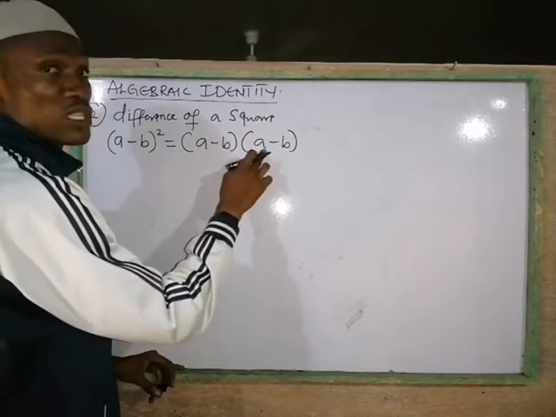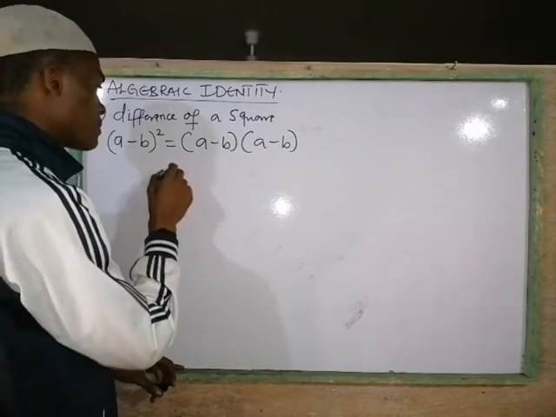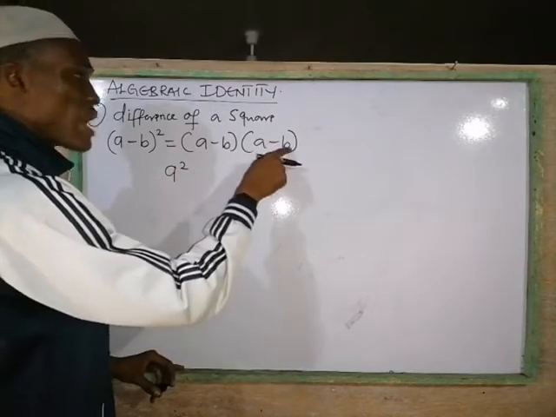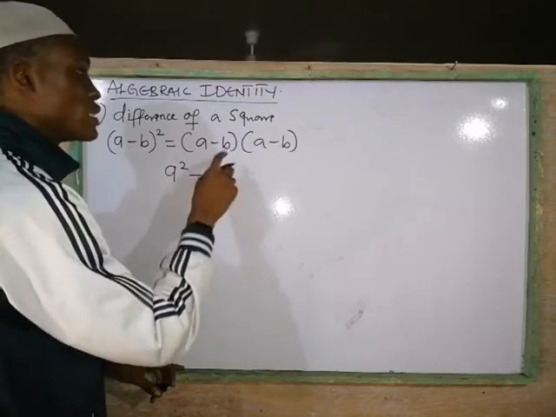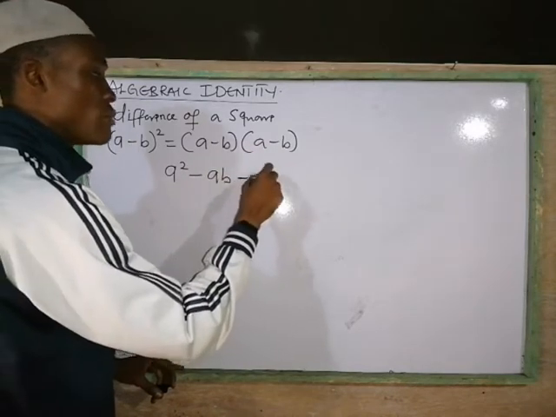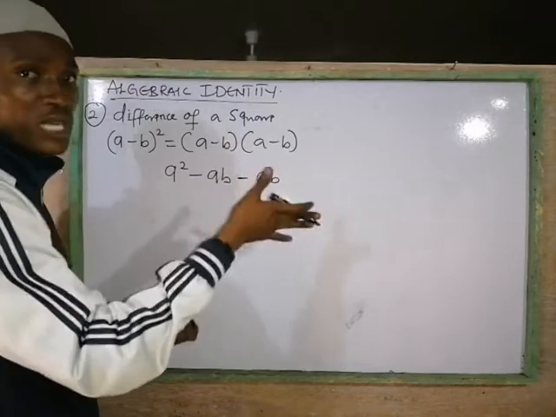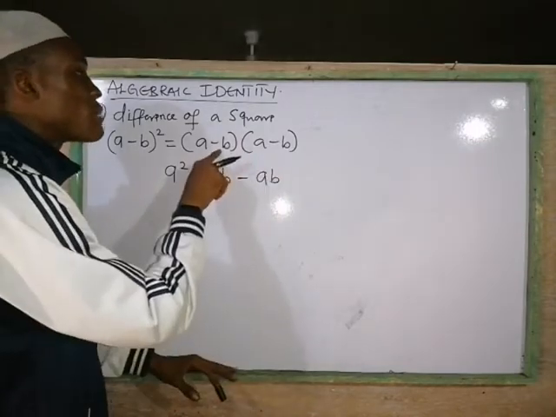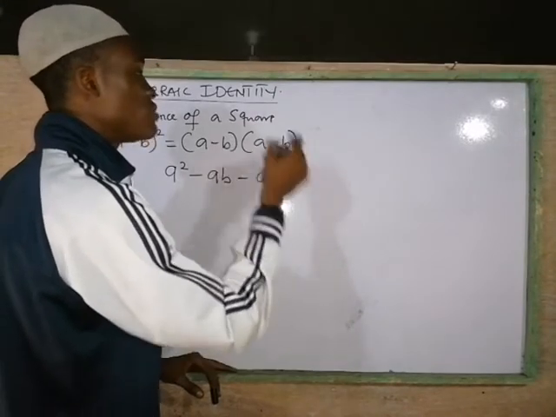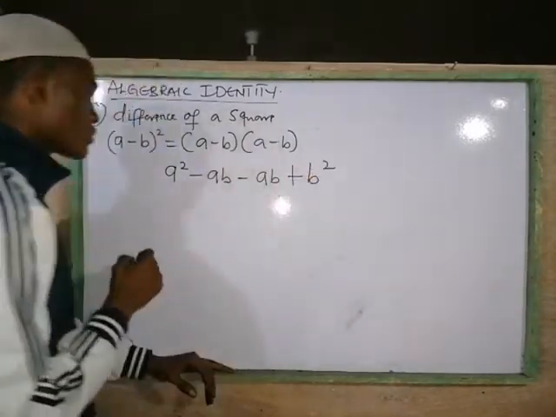So we do the first values first, a times a, a squared, then the outer value, a times minus b, minus ab, then the inner value, minus b times a, minus ab. Do not forget, we do not write minus ba, we rather write minus ab. Then minus b times minus b gives plus, b times b gives b squared.